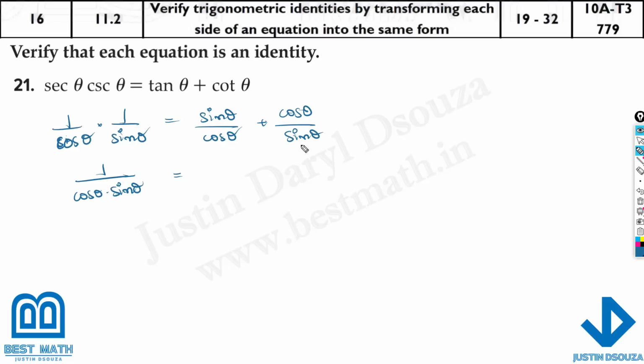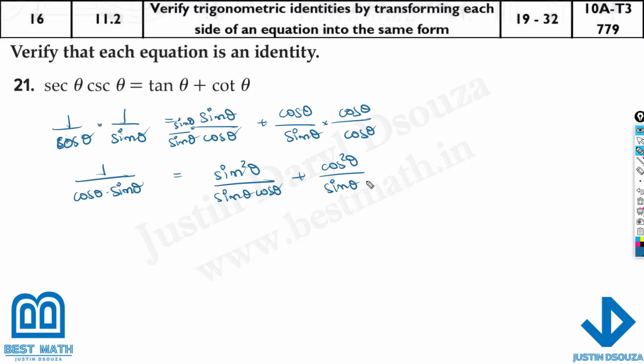What about this one? Can I take the common term? But this doesn't have cosine, this doesn't have sine. So what I'll do is I'll multiply this denominator up and down. That's cosine theta by sine theta. Sorry, it's the same thing. Cosine theta. And what about over here is sine theta by sine theta. So what we have over here is, see, if we write it properly, it's going to be sine squared theta divided by sine theta cos theta plus cos squared theta by sine theta cos theta.